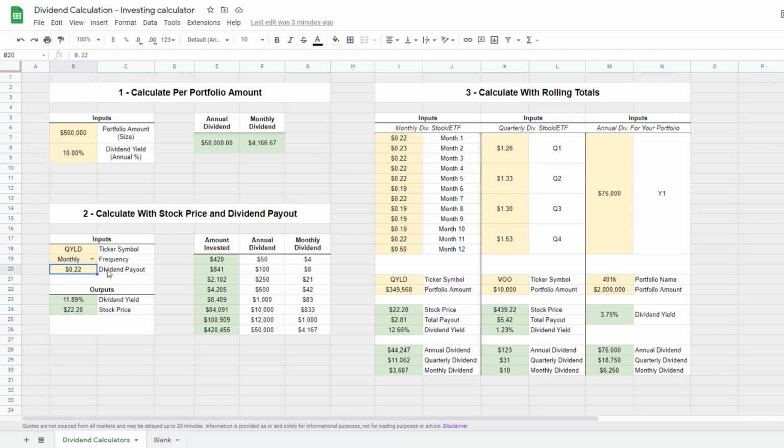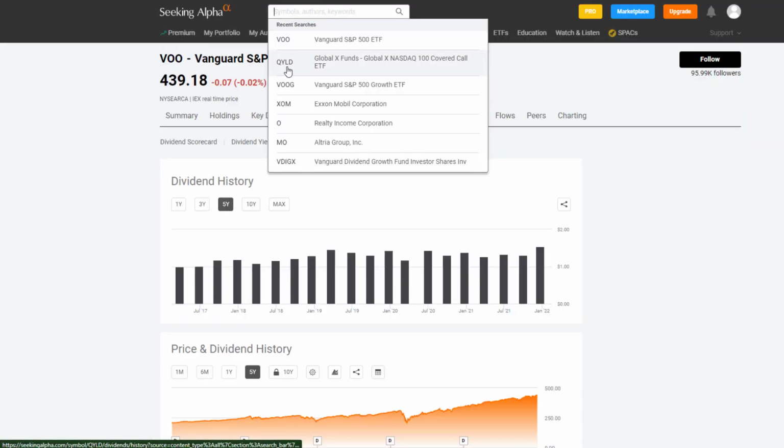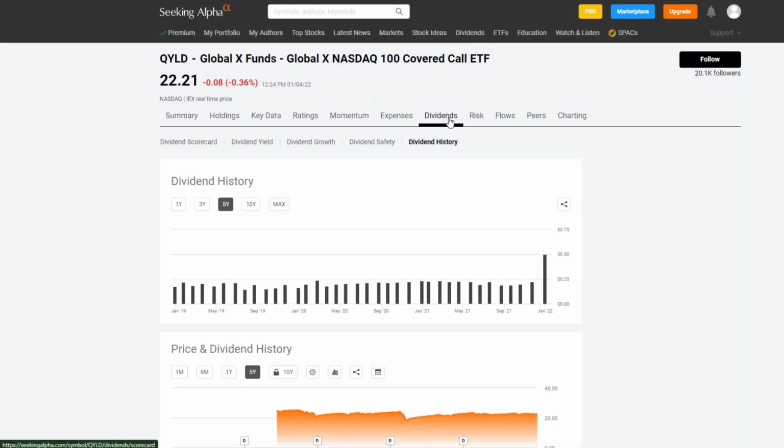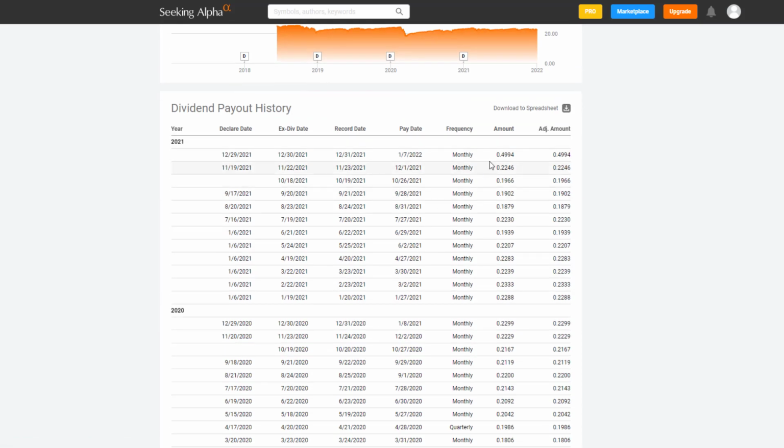But QYLD is on a monthly payout. Their dividend payout, on average, has been about 22 cents for the year of 2021. So where are you going to find that number? Go to Seeking Alpha, type in QYLD, go over to the Dividends tab, and then on the sub tabs, go to Dividend History. We scroll down and we can take a look at the 2021 monthly dividend payouts. And if you look across the board, it's been about an average of 21 cents, with a whopping 50 cents paid in the month of December, which is quite wild.